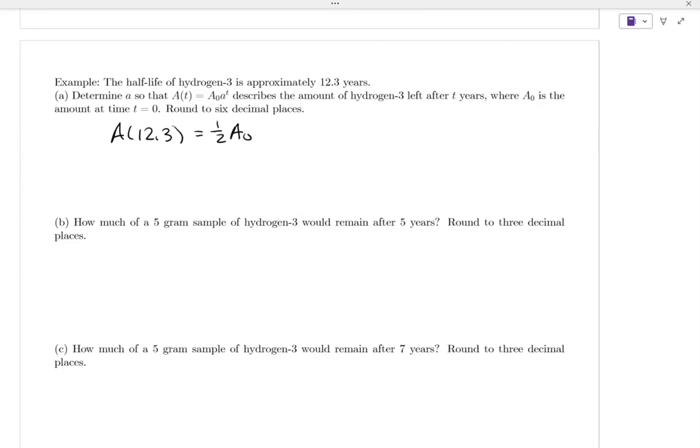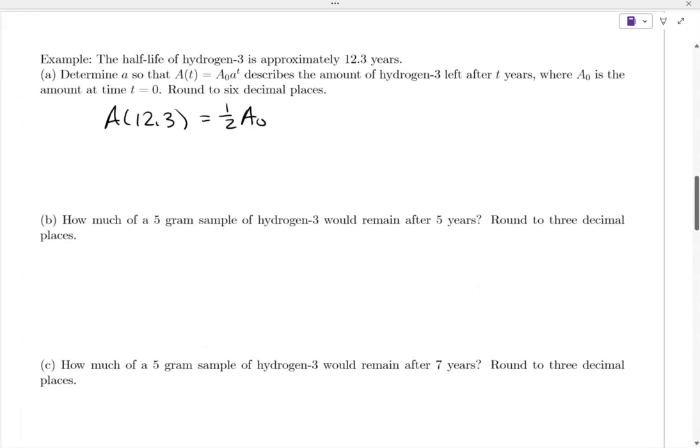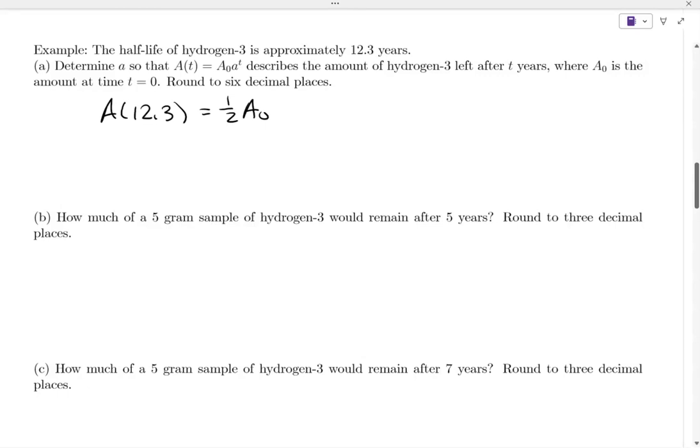T is measured in years in this case. It tells us that in 12.3 years, we have half of what we started with. Remember that coefficient that's out in front? Whatever that coefficient happens to be, that's our initial amount that we start with. Because if you put 0 in for t, no matter what the base is, you're going to get 1 for that. So that coefficient that's out in front of the exponential function is how much you start with.